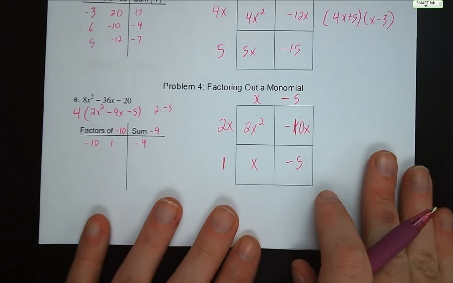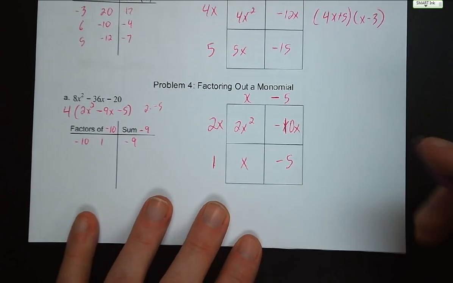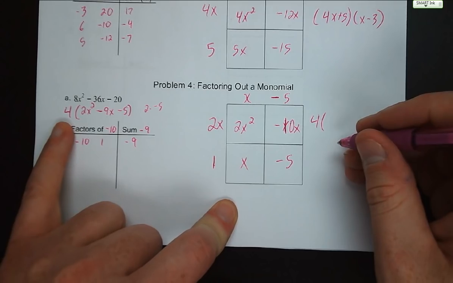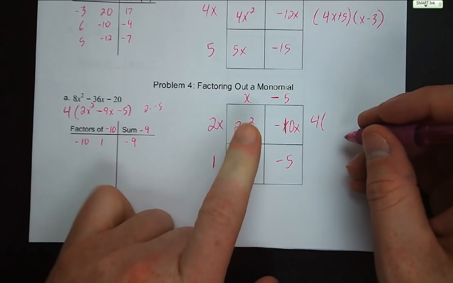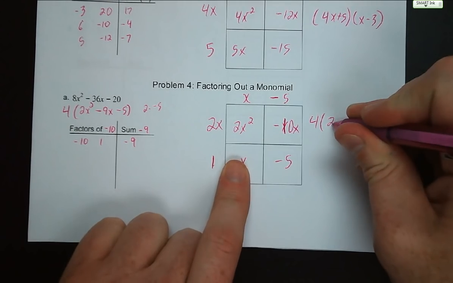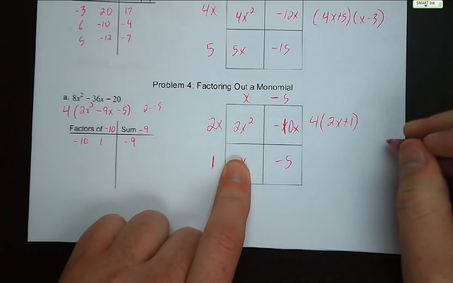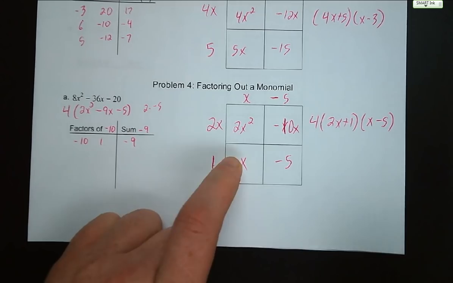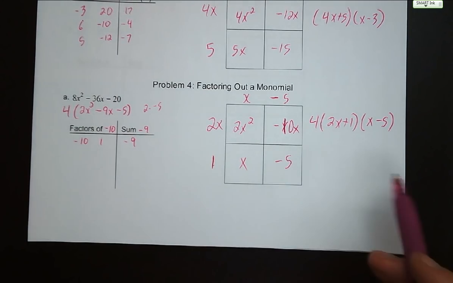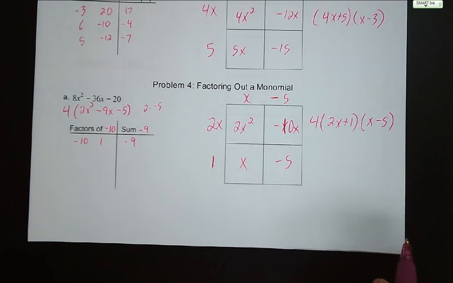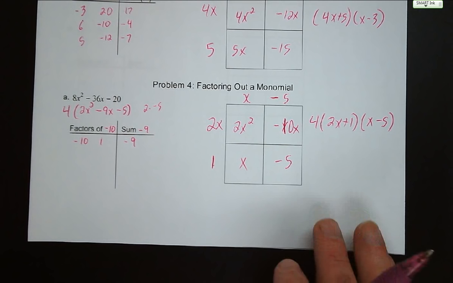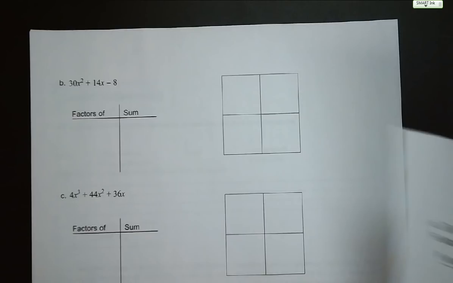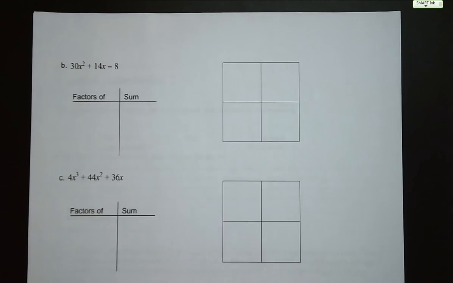So now when you write your completed form, you write 4, because that is one of our terms that we factored out. Then we have our 2x plus 1, and then we have x minus 5. So this one is going to have 3 factors to it. Okay. All right. Moving on to letter B on the next page.